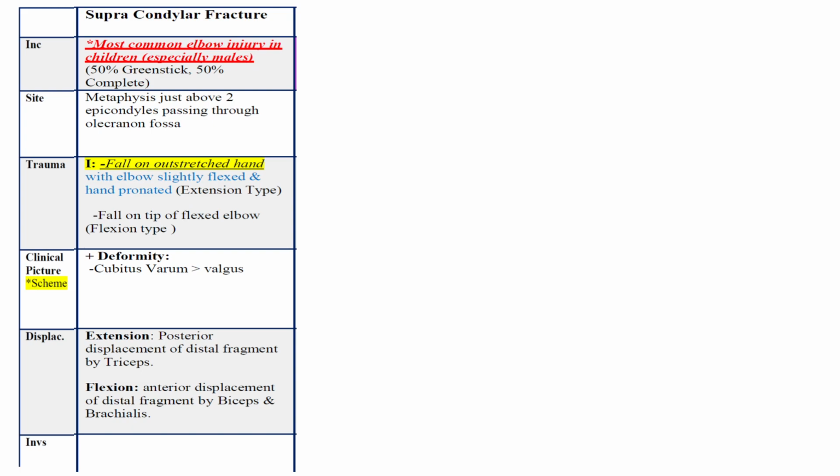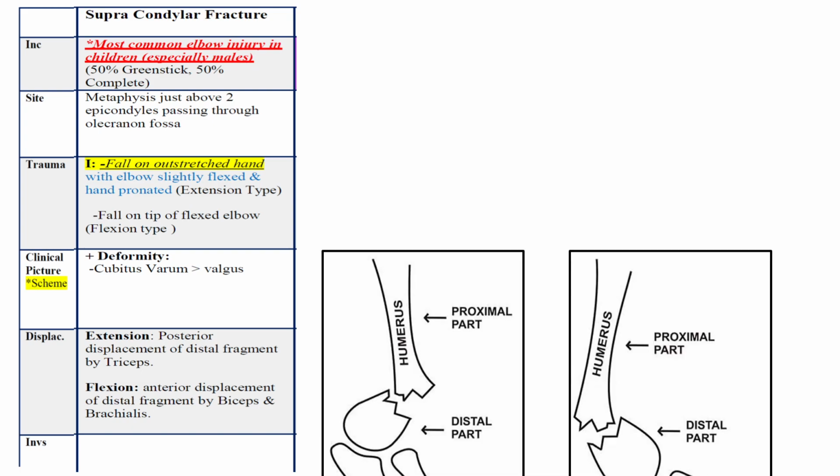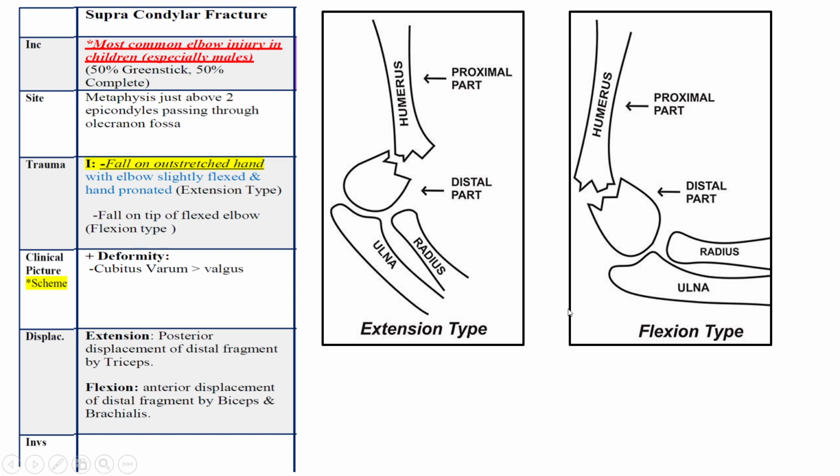Displacement usually occurs in the extension type, posterior displacement by triceps. In the flexion type, anterior displacement by biceps and brachialis. This is the difference between the extension type and flexion type. In the extension type, as you can see, posterior displacement of distal fragment, and in the flexion type, the distal part is anteriorly displaced, usually by biceps and brachialis.